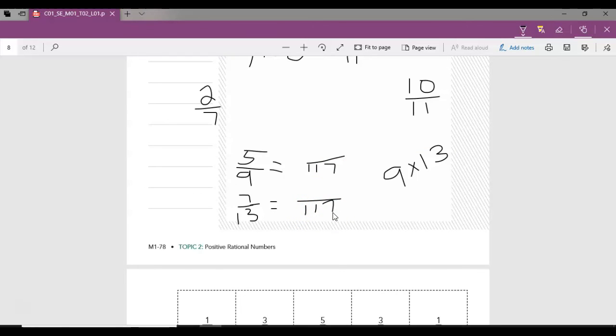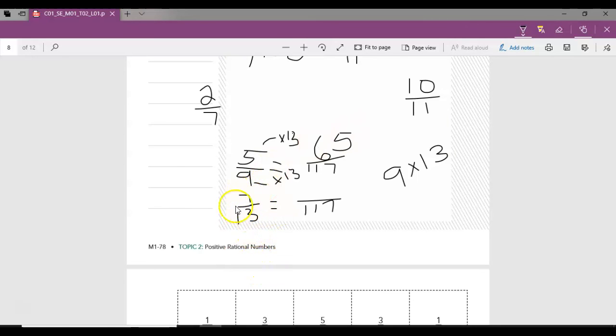All right, and now I need to figure out what I can multiply by 9 to get to 117. Well, I know that from over here. 9 times 13. So then I'm going to multiply 5 times 13. And I'm going to get 65. So 5/9 equals 65 over 117. Who knew? You wouldn't really know that unless you went through this process to find common denominators.